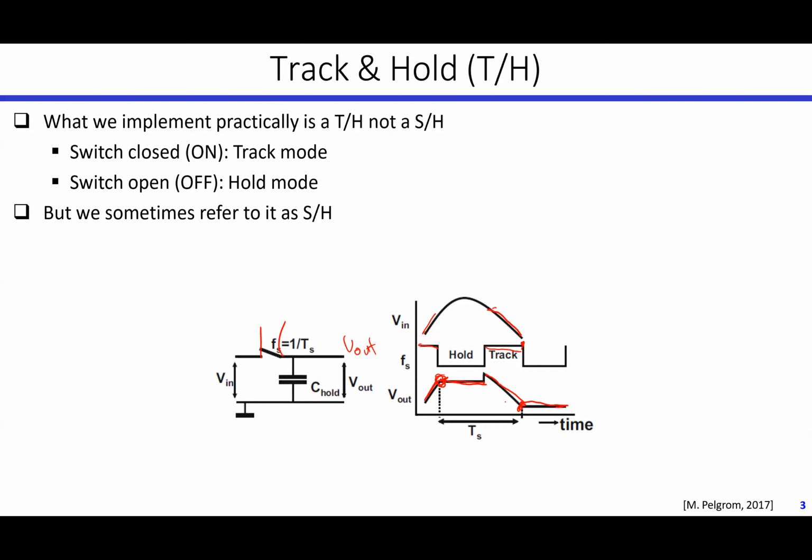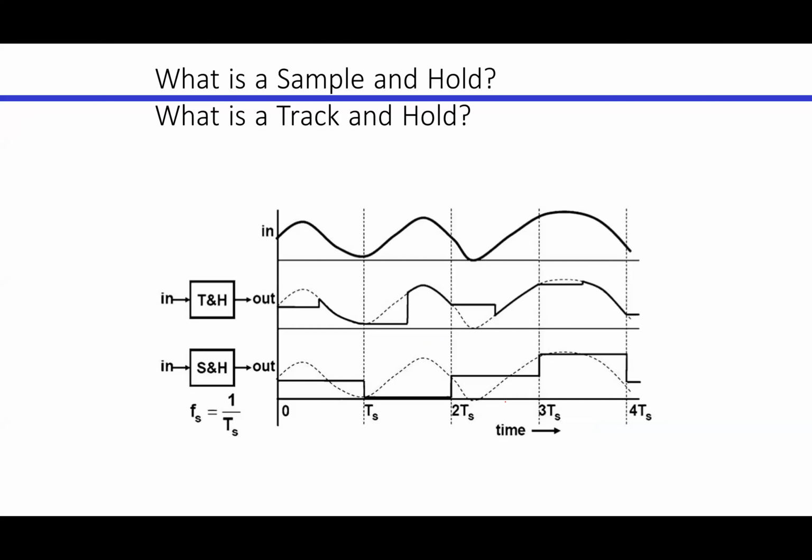In reality, it's a track and hold, meaning we are tracking the input voltage during the on time of the switch, and once we open the switch, we are holding the most recent value that was stored on the capacitor from Vin. So in reality it's a track and hold, but it's generally known as a sample and hold circuit. Let's look at it one more time.